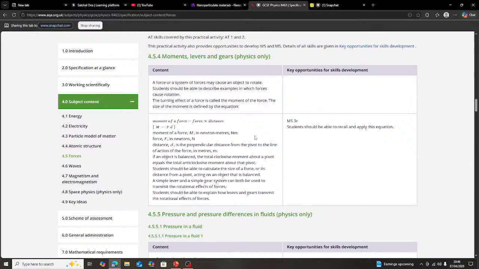Physics only, triple only, but that's alright because we're all triple here. Yes, only like 3 of us, bro. What do you mean all? It's alright. Come on, teach.